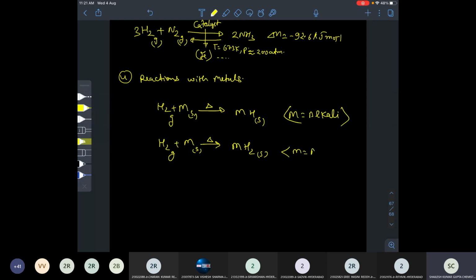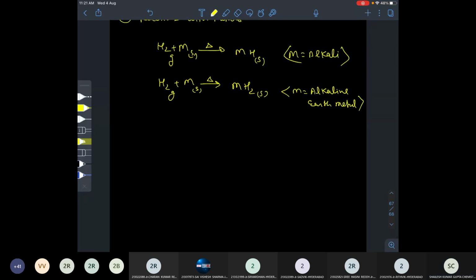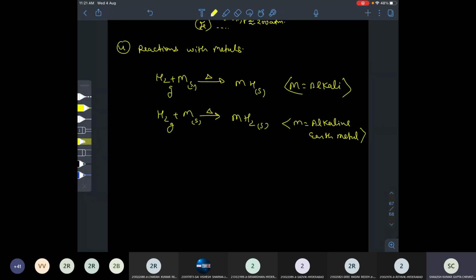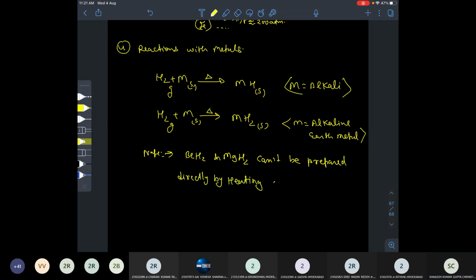Alkaline earth metal. Right. Note, very, very important. BeH2 and MgH2 can't be prepared directly by heating metal with hydrogen.